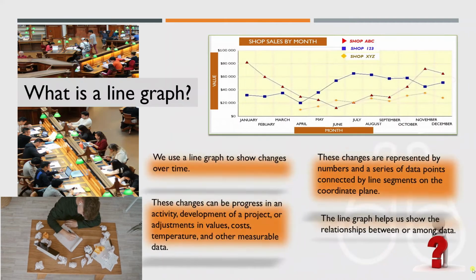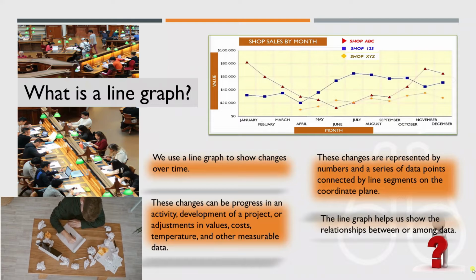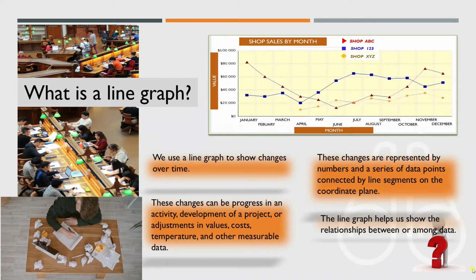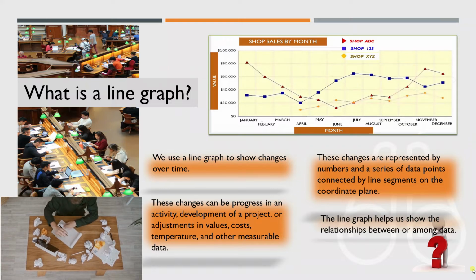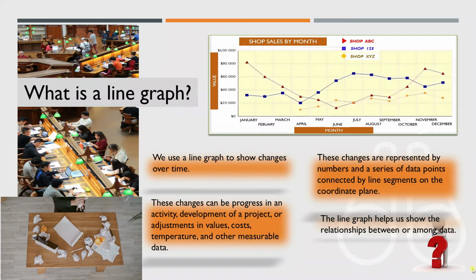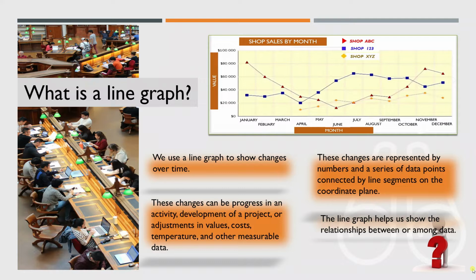What is a line graph? We use a line graph to show changes over time. These changes can be a progress in an activity, a development of a project, or adjustments in values, costs, temperature, and other measurable data. These changes are represented by numbers in a series of data points, connected by line segments on a graph. The line graph helps us show the relationships between or among data.